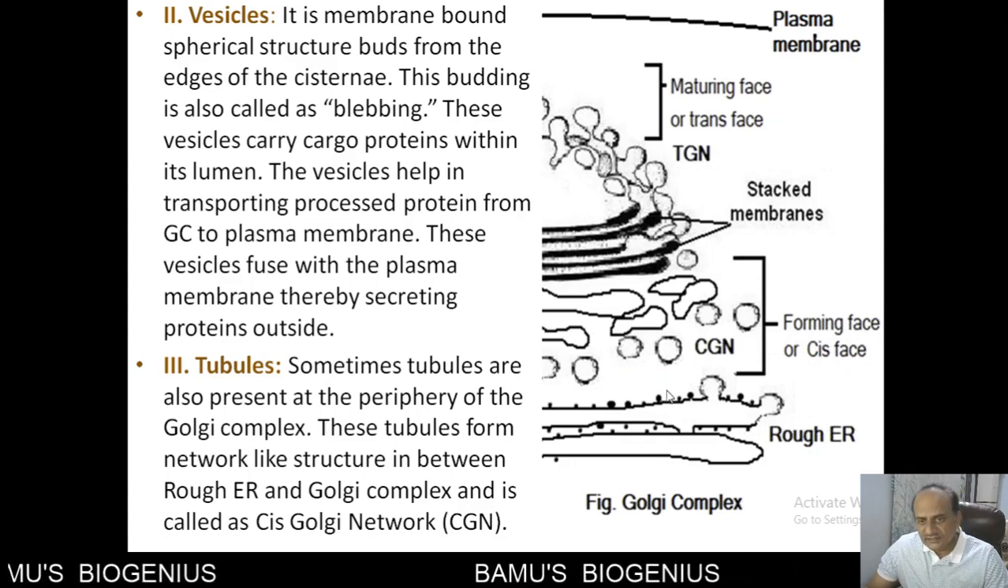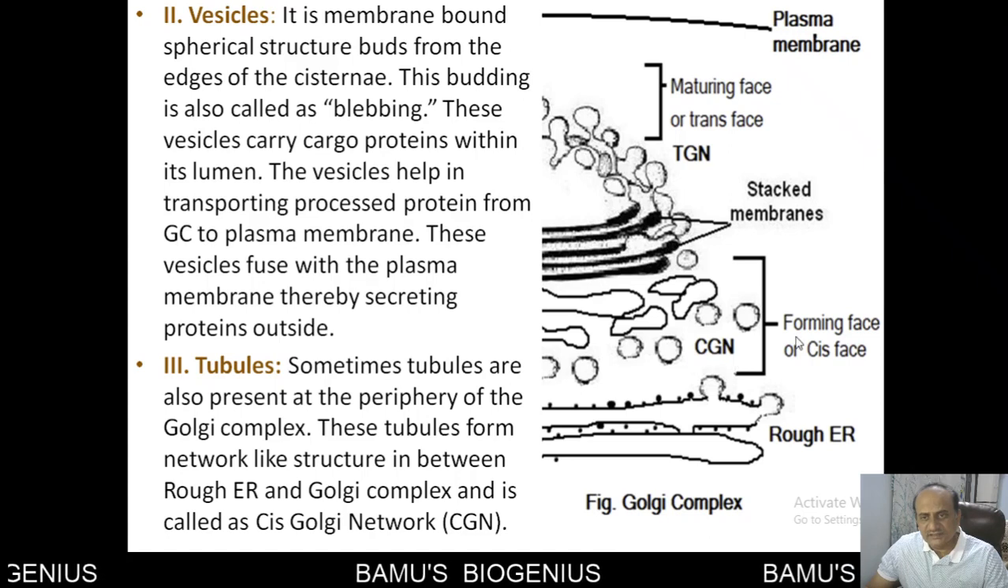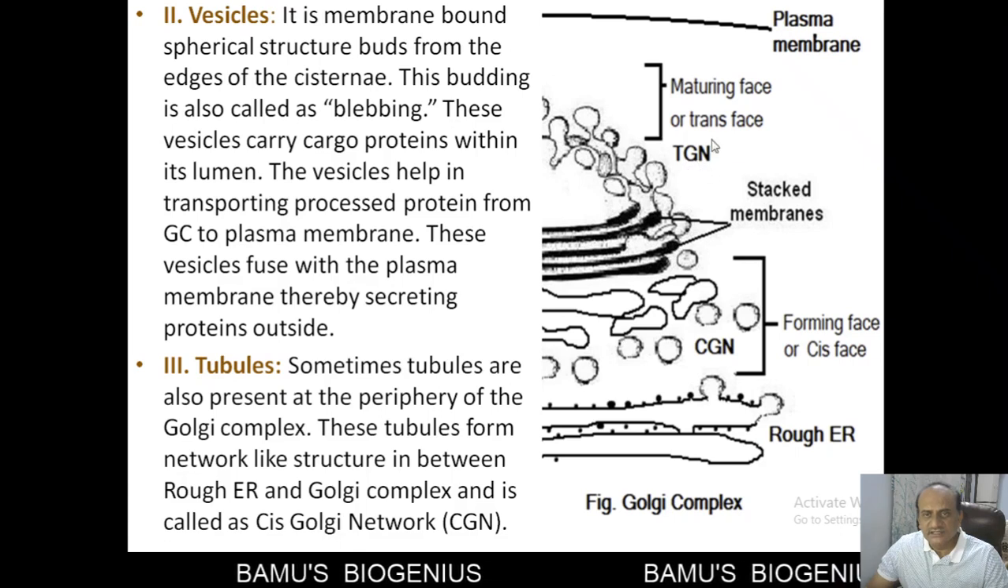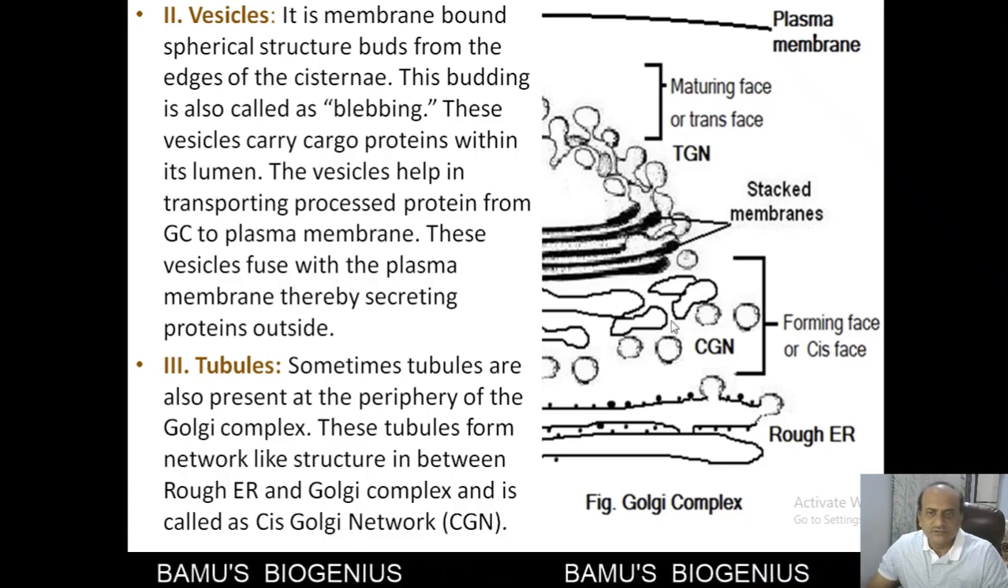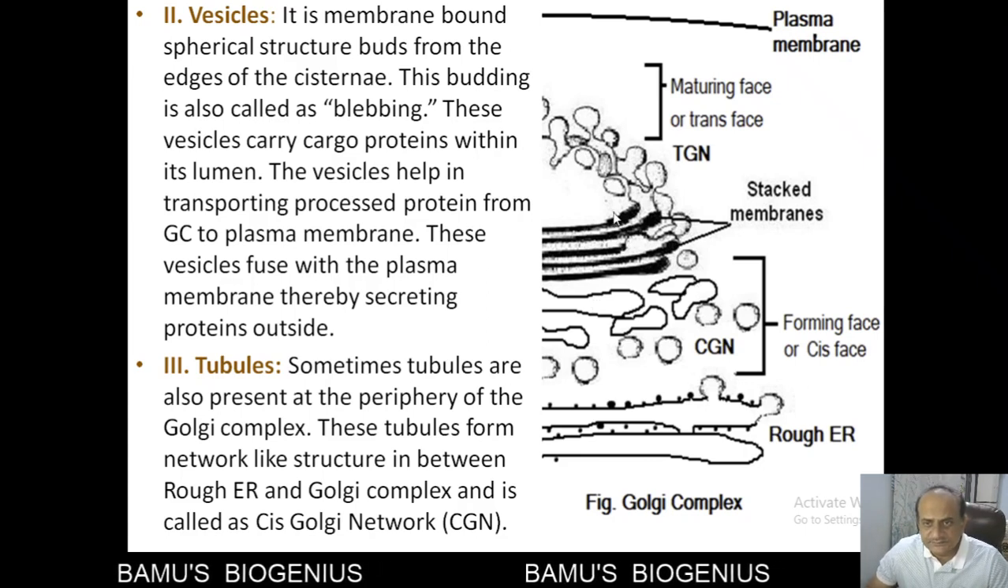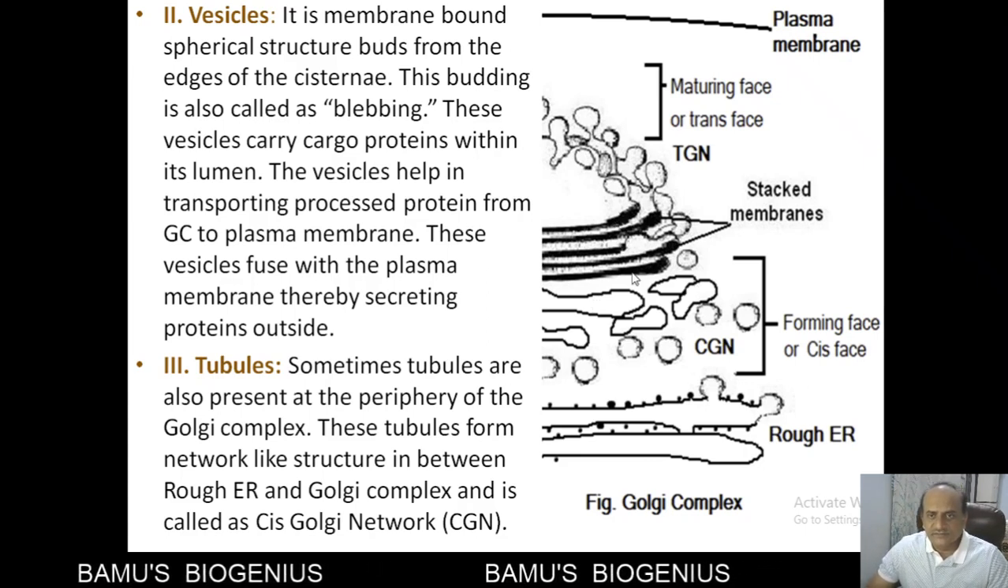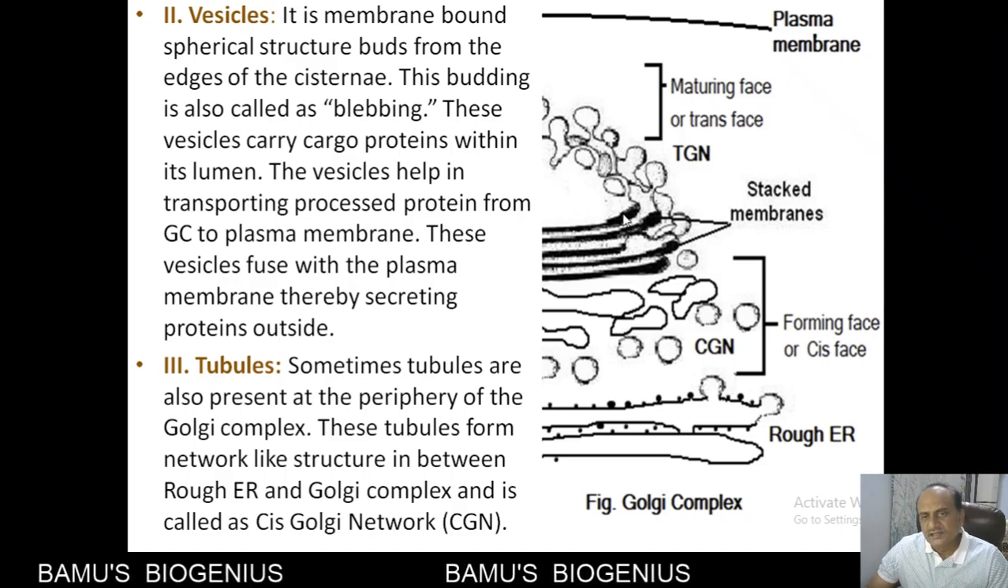You can see here in the diagram also. This particular region is called the cis Golgi network. It is a forming phase. This particular region is called the trans Golgi network (TGN), and it is a maturing phase. So, like that, we have the stack of cisternae.